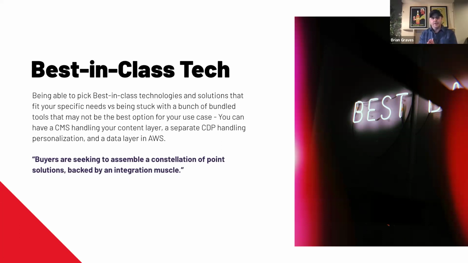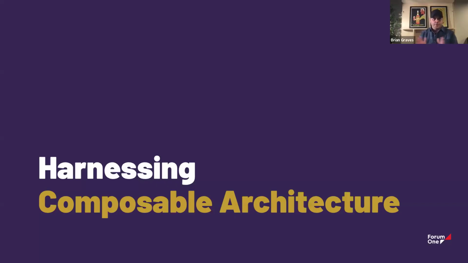So you can have a content as a service solution handling your content layer, a separate CDP handling personalization, for instance, across channels, a data layer in AWS if you want, tied to an orchestration layer of some kind to pull it all together and deliver the best experience to your users. So, that's a run through some of the benefits.